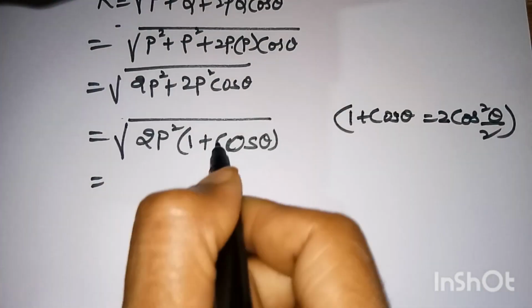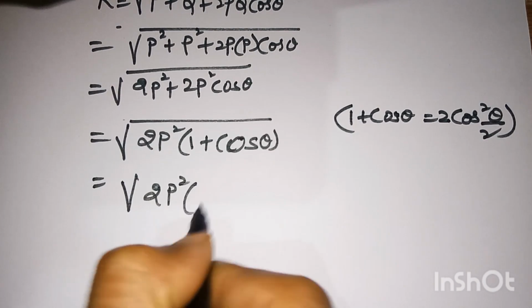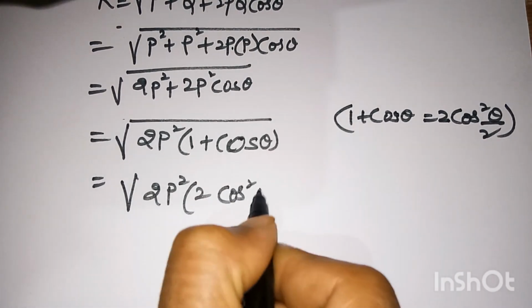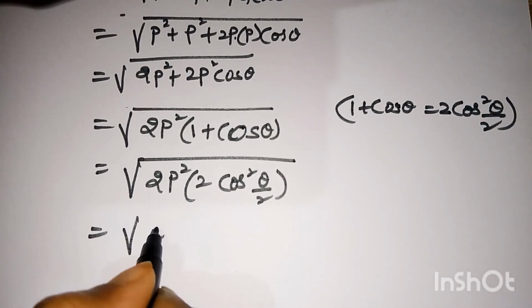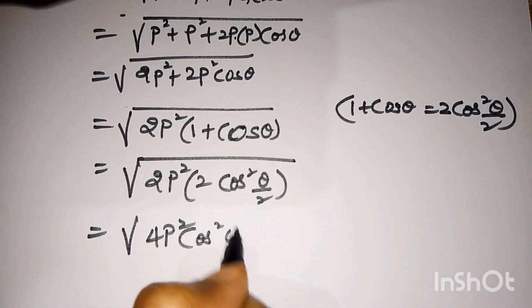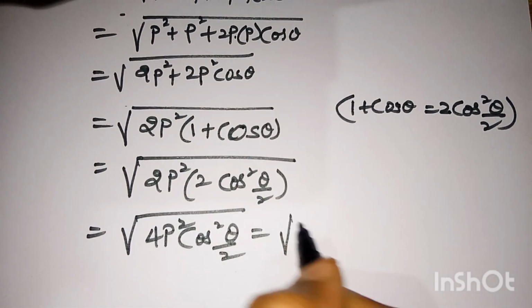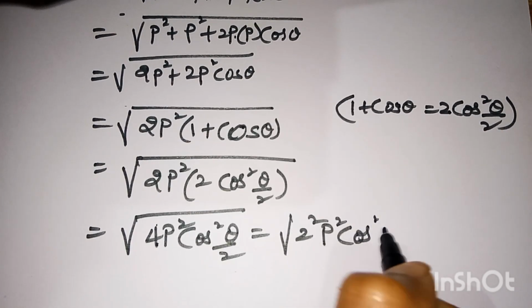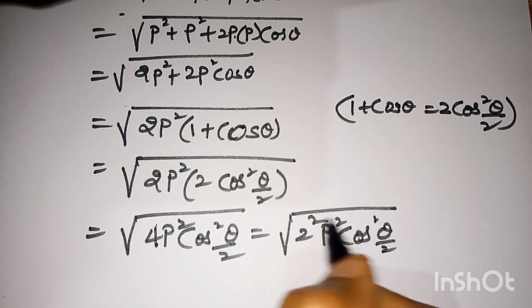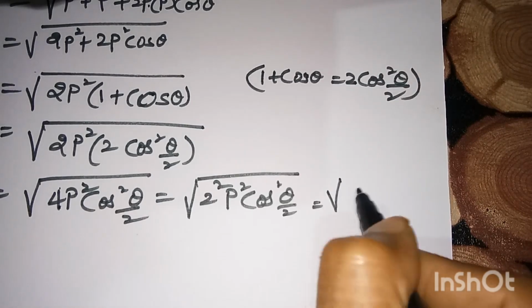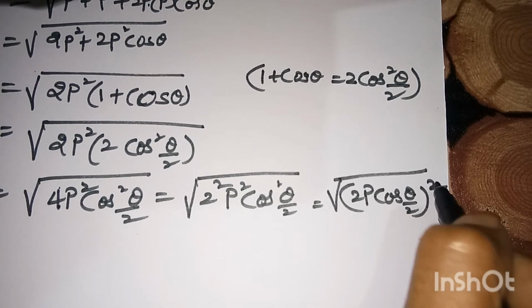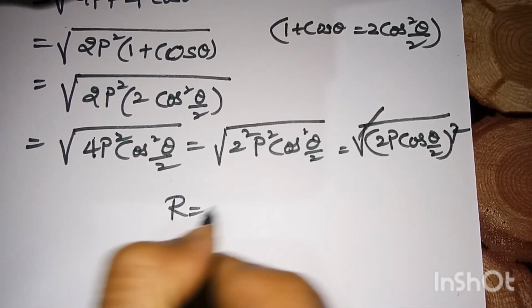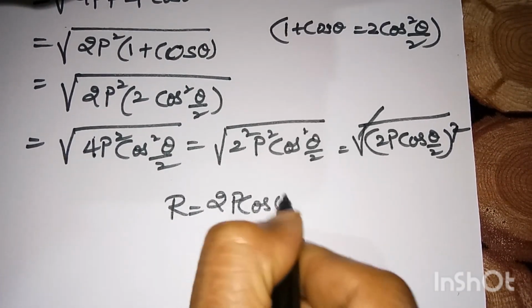So substitute this value here. Under root 2P square into 2 cos square theta by 2. So 2 into 2 is 4, 4P square cos square theta by 2. This can be written as 2 square P square cos square theta by 2. So in each of the terms you have a square, so take the square common: (2P cos theta by 2) whole square. Square root will be cancelled. What will be the resultant here? 2P cos theta by 2.